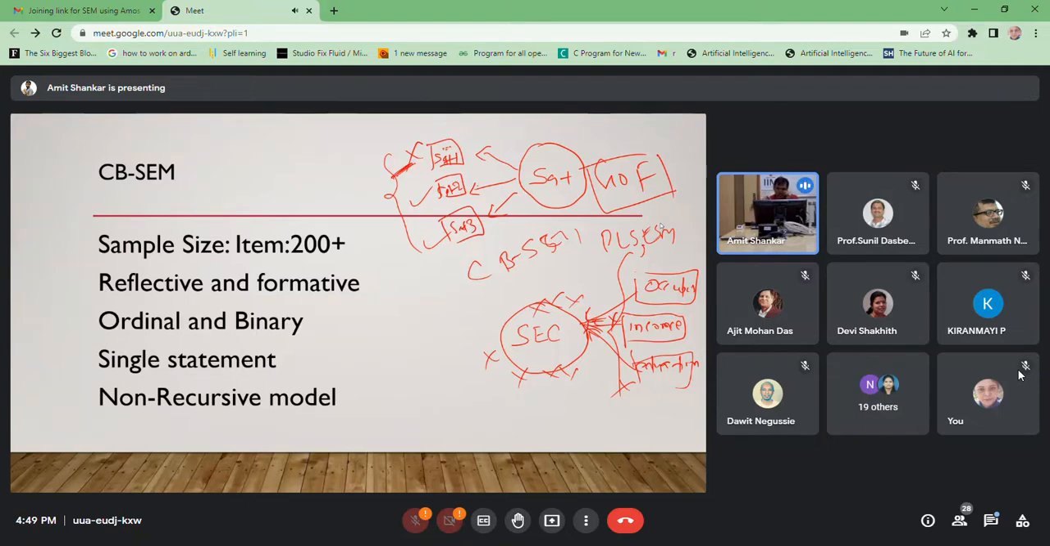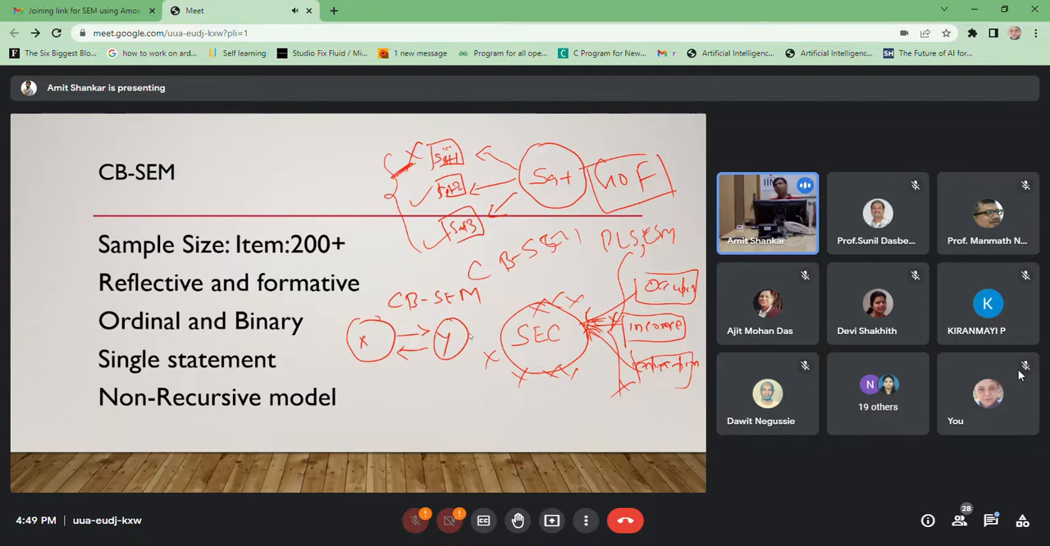Last but not least, very much important: the non-recursive model. If your model looks like this, that X leads to Y and Y also leads to X, you can run this model in CB-SEM, but not in PLS. So if you have this type of non-recursive model, then you can run it in CB-SEM, not possible in case of PLS.